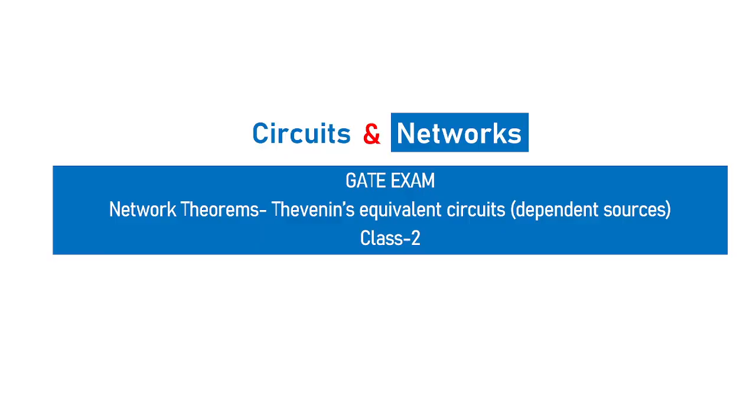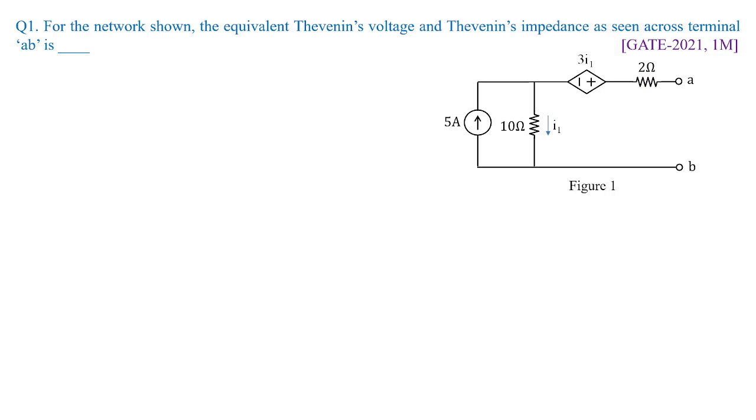In today's class 2 under GATE exam, we are going to see the problems related to dependent sources for Thevenin's equivalent circuits. Directly we're going to the first problem where, in figure 1, we need to find out the Thevenin's equivalent voltage and Thevenin's impedance as seen across terminal AB. So this is what is given in the problem. This was asked for GATE 2021 for 1 mark.